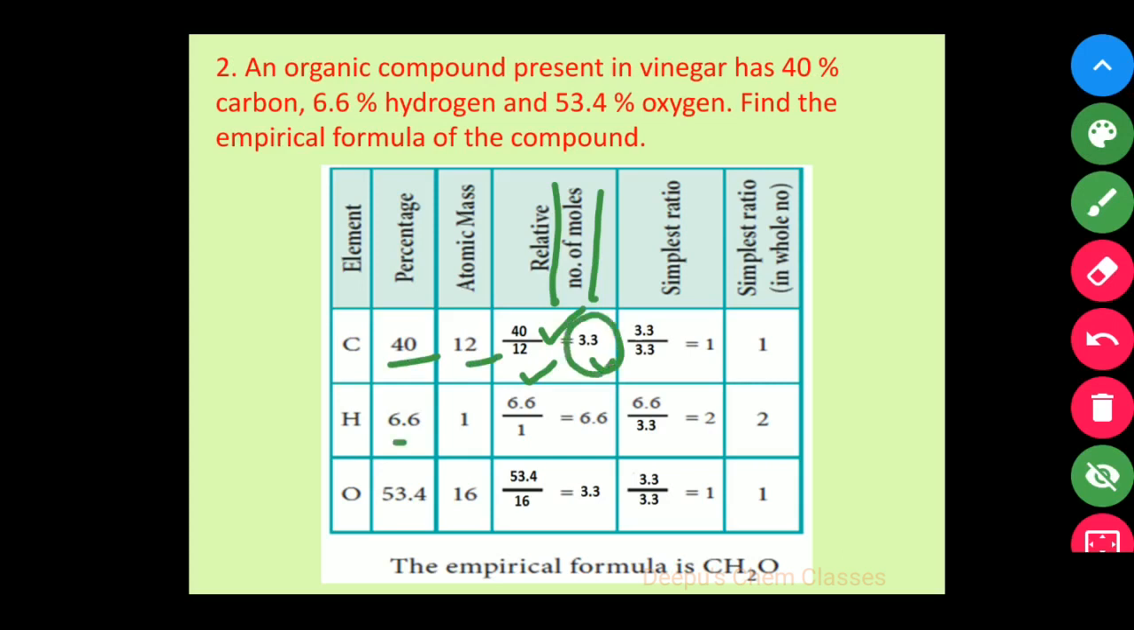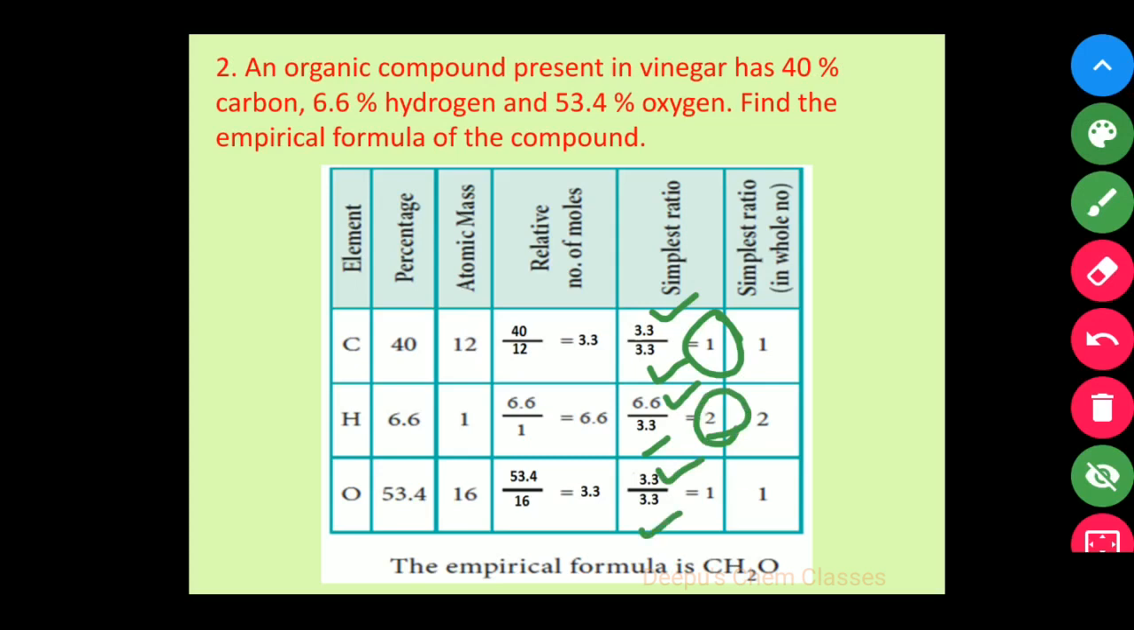For hydrogen, given mass is 6.6 and atomic mass is 1. So 6.6 divided by 1 we can get 6.6 as the relative number of moles. Then for oxygen, 53.4 divided by 16, so that we can get 3.3 as the relative number of moles. Then next step we have to find out the simplest ratio. So for that, among the relative number of moles we have to find the least one. Of course the least one is 3.3. So divide each relative number of moles by the least value. So 3.3 divided by 3.3, answer is 1. 6.6 divided by 3.3, answer is 2. 3.3 divided by 3.3, answer is 1.